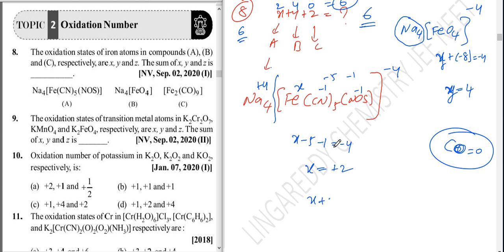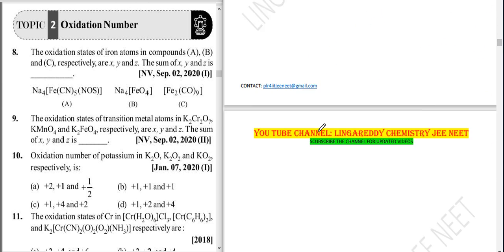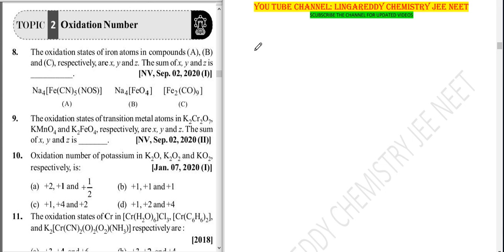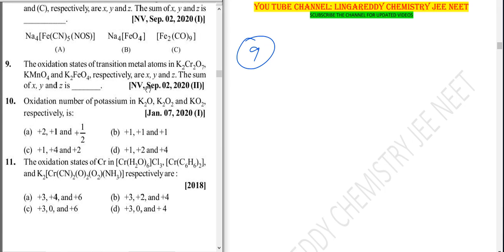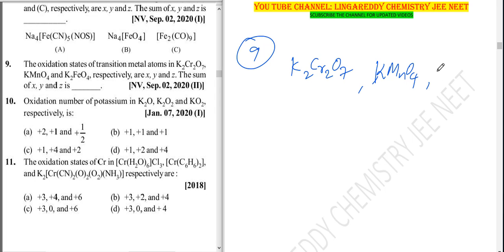Right? Next. Question number 9. The oxidation state of transition metal atoms in K2Cr2O7. Again oxidation number. K2Cr2O7, then KMnO4, then K2FeO4, right?